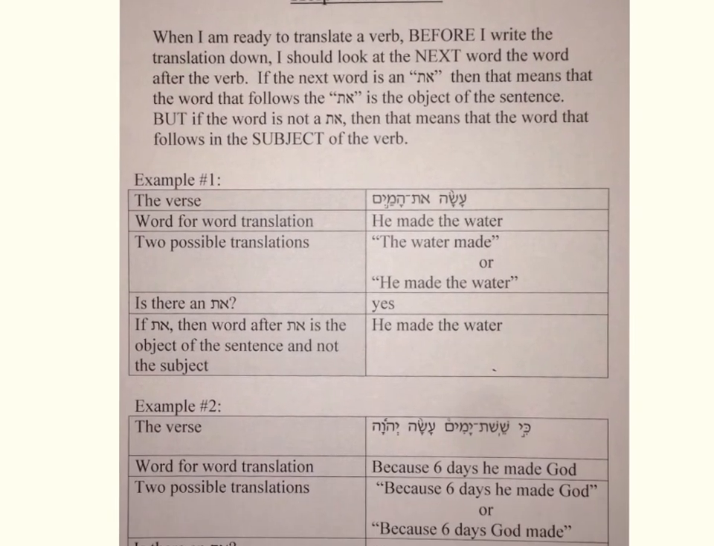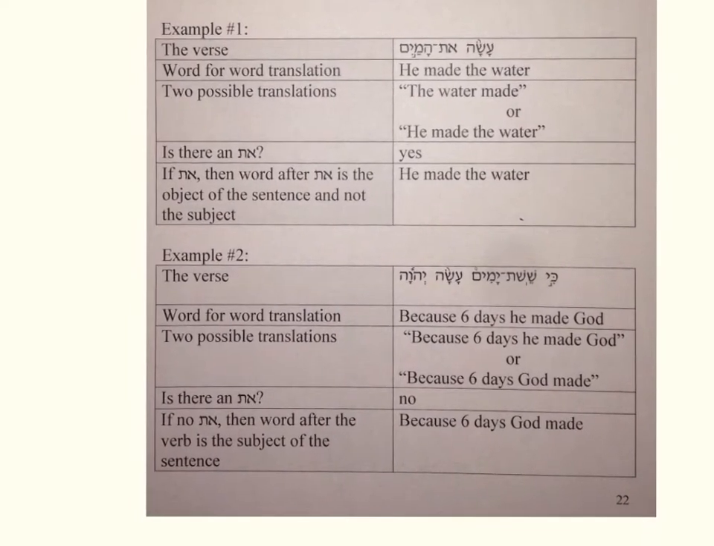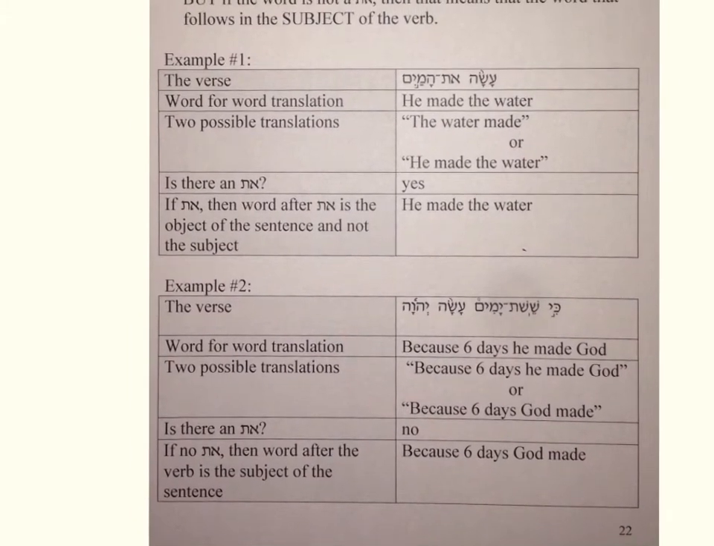Now we're going to take a look at an example that does not have an et and see how that's different. The phrase that we're working with here is Ki sheshet yamim asa Adonai. This is a line from the Vishamru, and to translate it word for word, ki is because, sheshet is 6, yamim is days, asa is he made, and Adonai is God. So, "because 6 days he made God." Now, that doesn't quite make sense. It sounds like we're saying that someone made God.